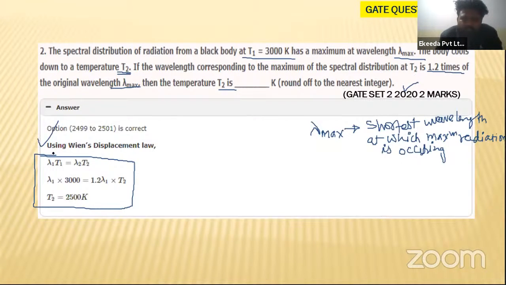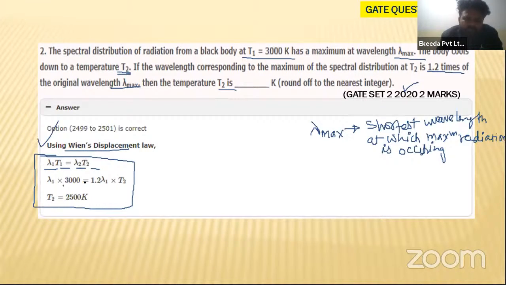So this is the 2 mark question they are asking in GATE. This is the simplest question they have asked. You have to directly use the Wien's displacement law. So if you directly do it, lambda 1 T1 is equal to lambda 2 T2. Simple. We have done this kind of question.